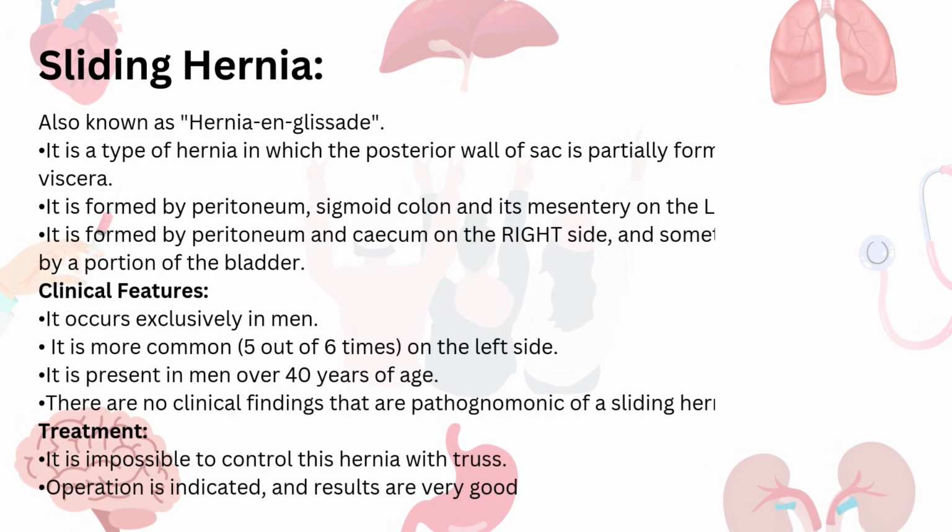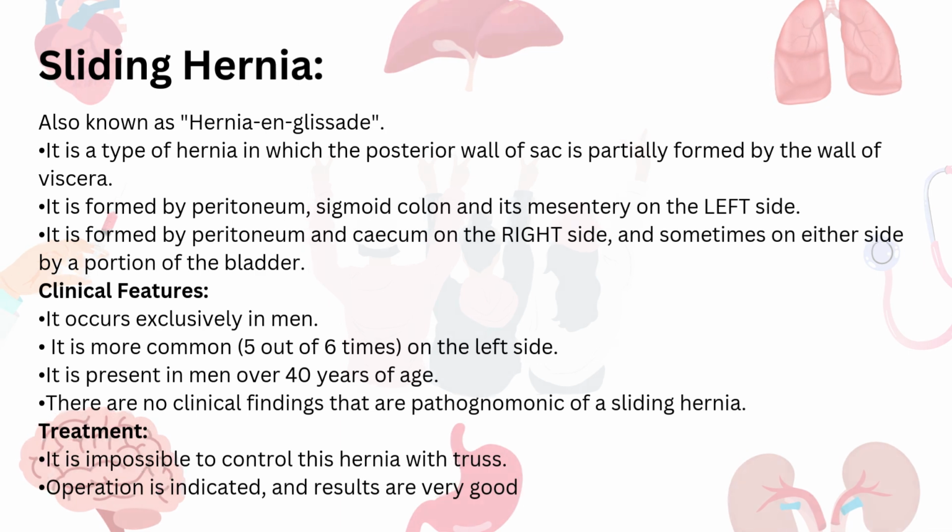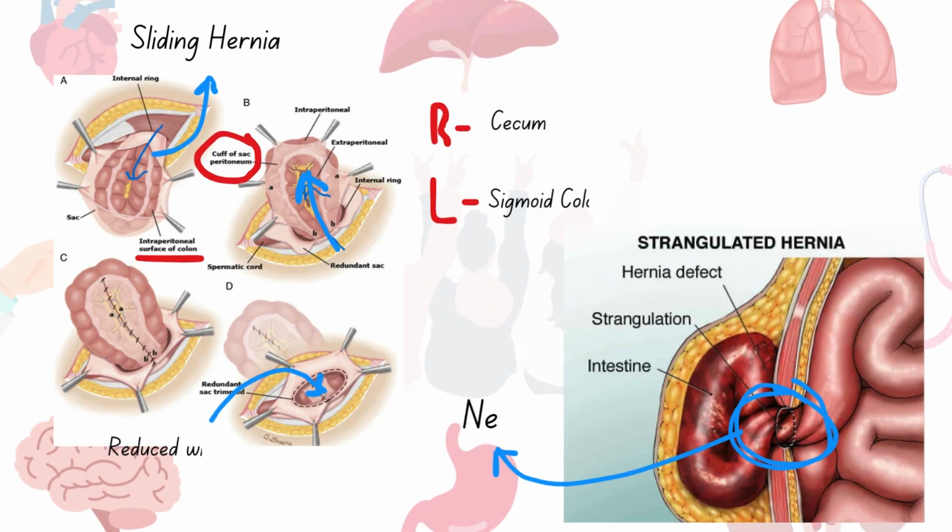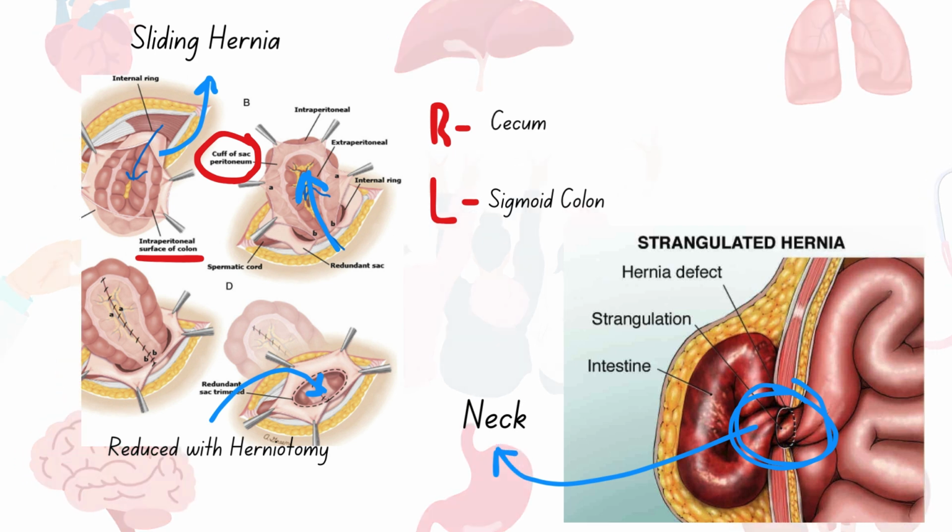For the clinical features, sliding hernia is common in males, and it is more common on the left side. It is usually present in men who are older than 40 years of age, and there are no clinical findings that are pathognomonic of the sliding hernia. The hernia looks like an inguinal hernia, could be direct, could be indirect, etc. Treatment: operation is indicated, and it has a very good prognosis.